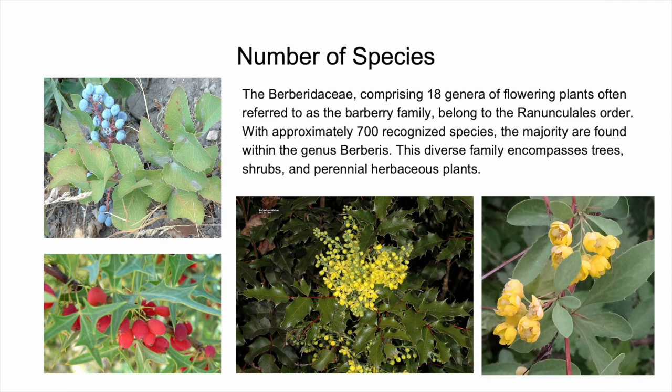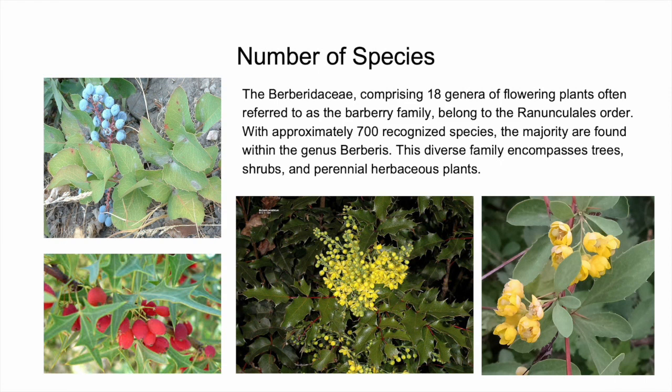Within the Berberidaceae family, there's quite a few different species, approximately 700, comprising 18 genera of flowering plants, often referred to as the barberry family. This belongs to the Ranunculales order. Berberis is the genus that has the majority of species within it, and the plant we used for our live dissection belongs to this genus as well.